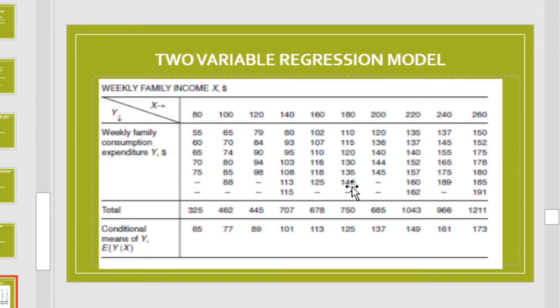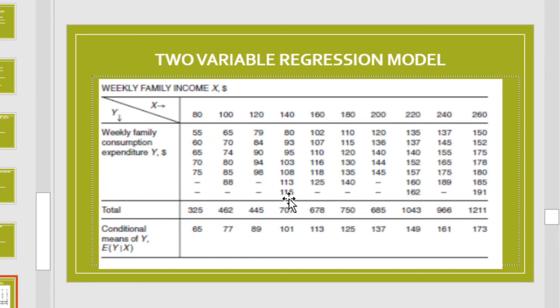This is clear from the above table that corresponding to the income level of 80, the mean consumption expenditure is 65, while if the income of the family is 200, the corresponding mean value is rupees 137. In all, we have 10 mean values for the population, for the 10 subpopulations of Y. We call these mean values the conditional expected value.